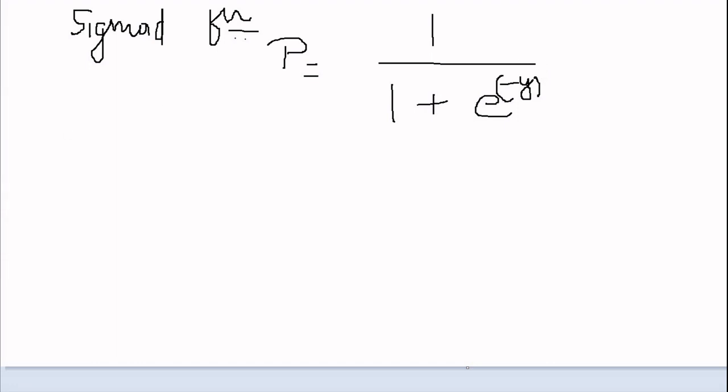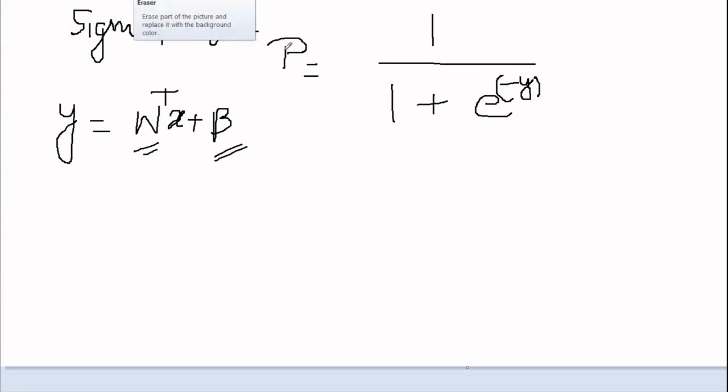Here we also do the same thing. We learn the weights and the bias, plug it in, and we get the probability. Here y equals w transpose x plus b. We learn the weights, we learn the bias, and then we predict y, and then we plug it in here and we get the probability. Now this equation comes with a graph, of course.